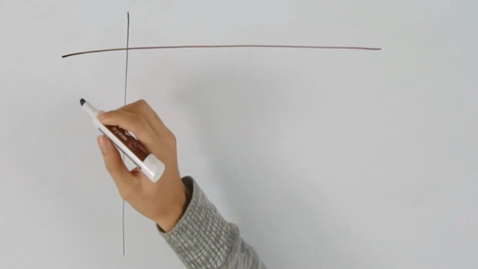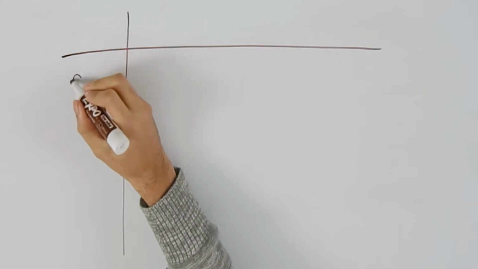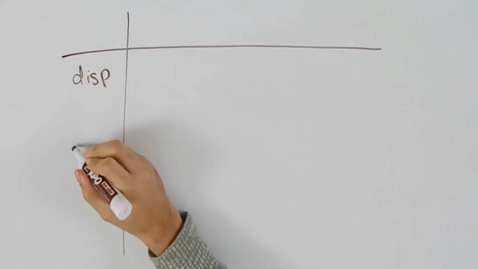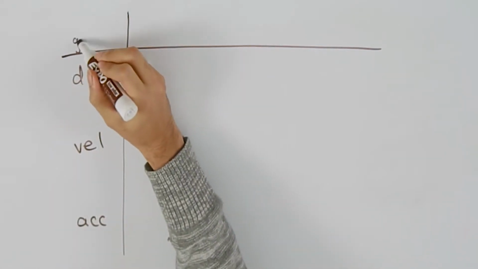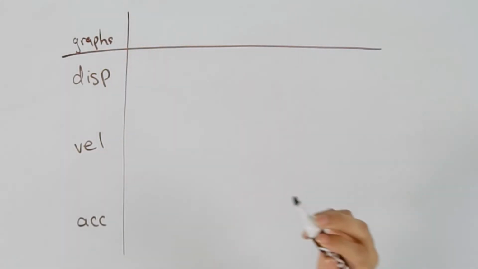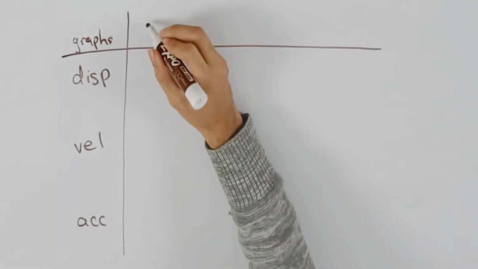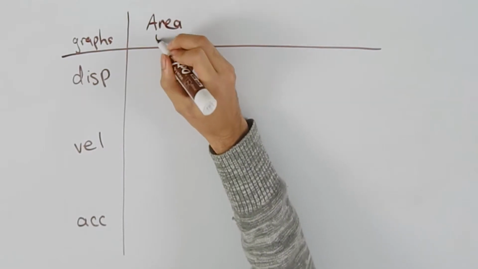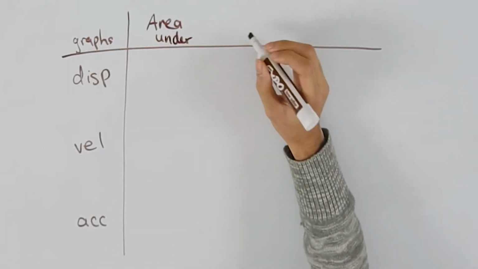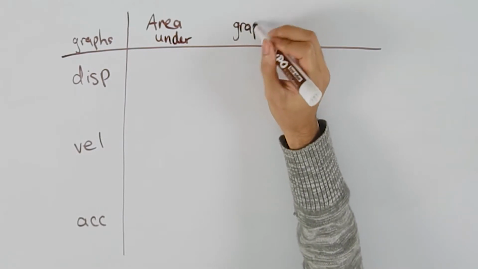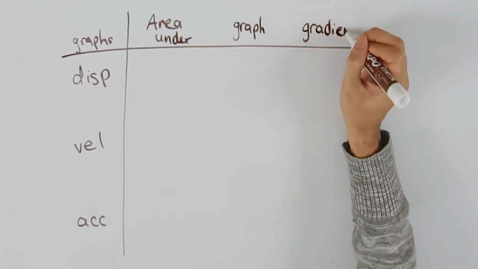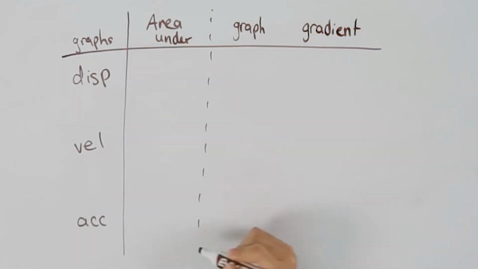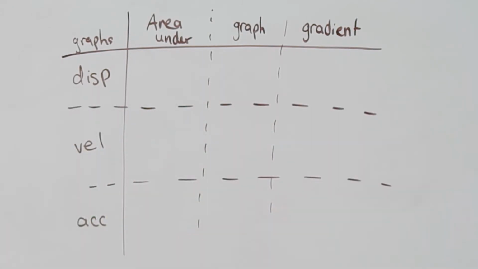I'm going to show you now a table that you can use to remember the significance of the area under the graph and the gradient of the graph. We have our three types of graphs: our displacement graph, our velocity graph, and our acceleration graph. And we want to know what the area under the graph gives us, what the actual graph itself gives us, which is an easy one, and what the gradient gives us. I'm just going to fill this in, and you can memorize this table if you like.